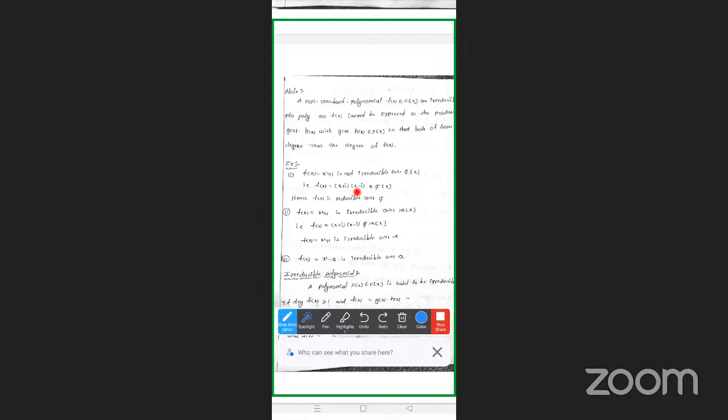So in these two polynomials, f(x) = g(x) times h(x), at least one of the polynomials should be a 0th degree polynomial or constant polynomial in our definition. But here f(x) = (x + i)(x − i), two polynomials of degree 1 and 1, so these are not 0th degree polynomials. Therefore f(x) is not irreducible; f(x) is a reducible polynomial.